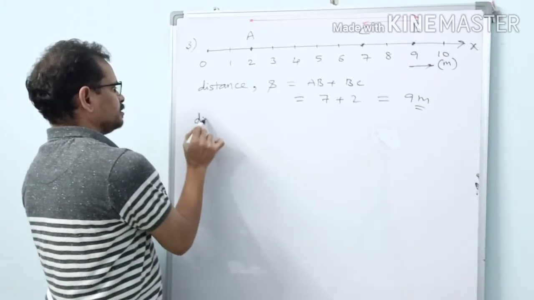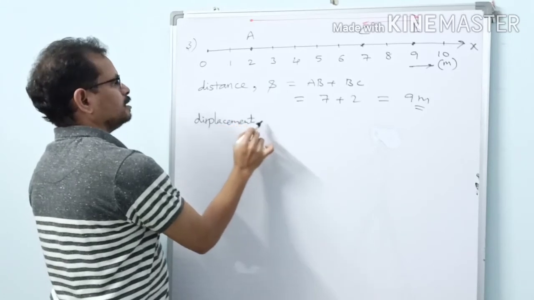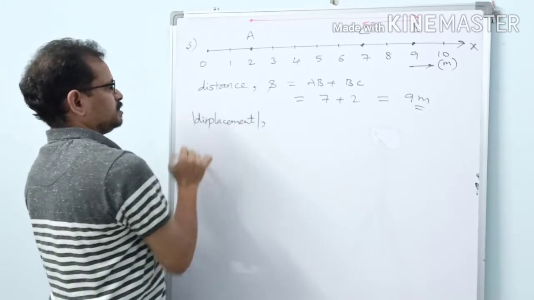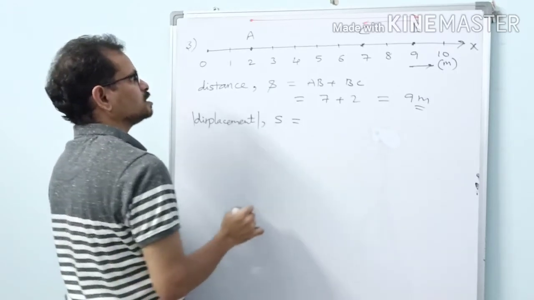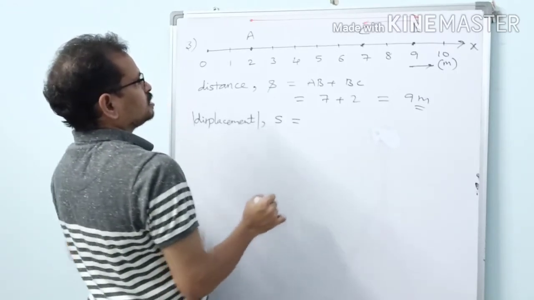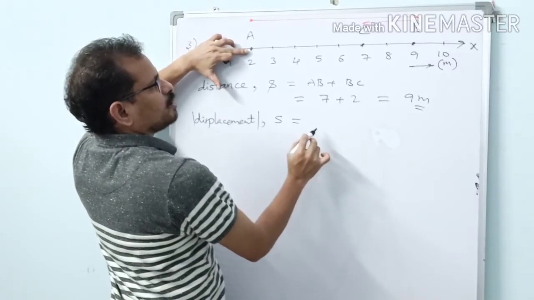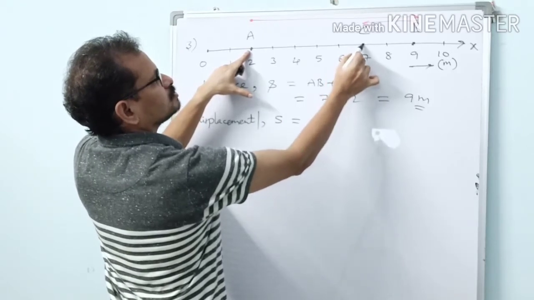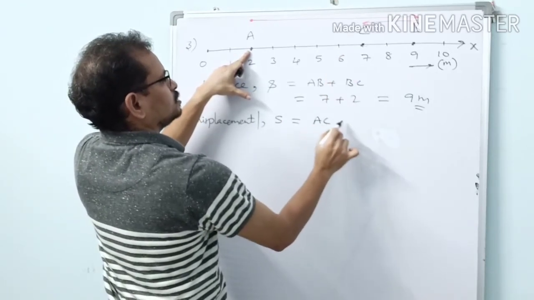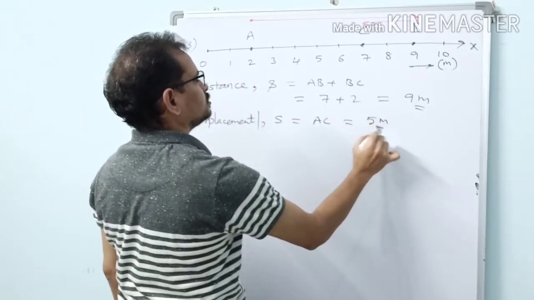Now displacement. Modulus of displacement. By definition, what is the displacement here? It is the length of the straight line joining the initial point and the final point. What is the initial point? A. What is the final point? C. So A to C. So this is equal to how much? 7 minus 2 equal to 5 meters.